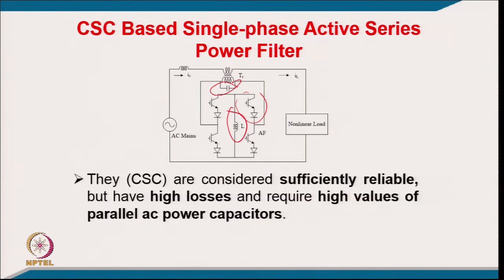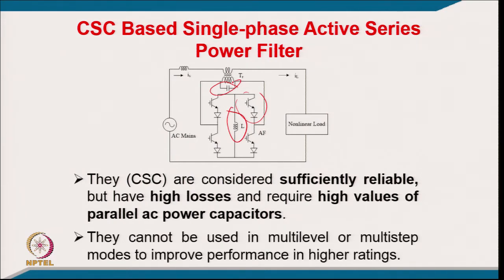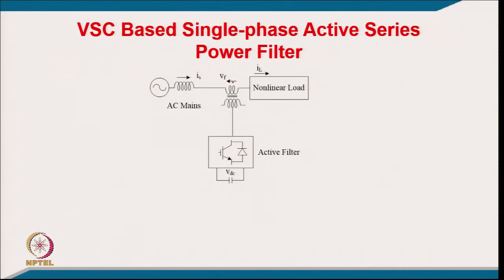So, these current source converters are considered sufficiently reliable, but have high losses and require a high value of parallel AC power capacitors, and they cannot be used in multi-level or multi-step modes to improve the performance at high rating.